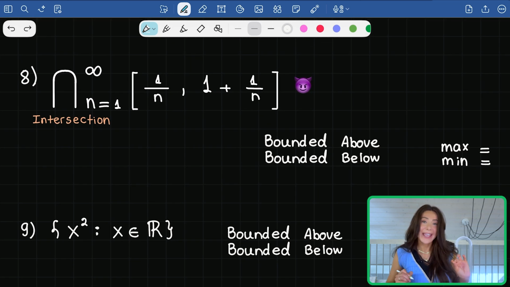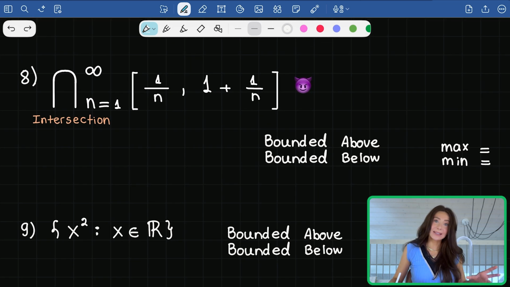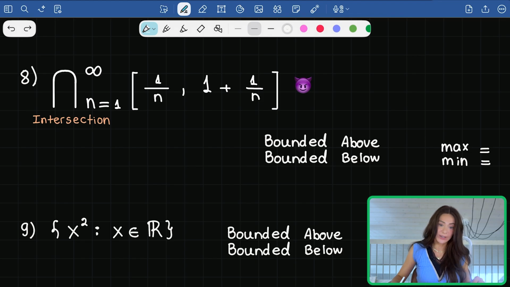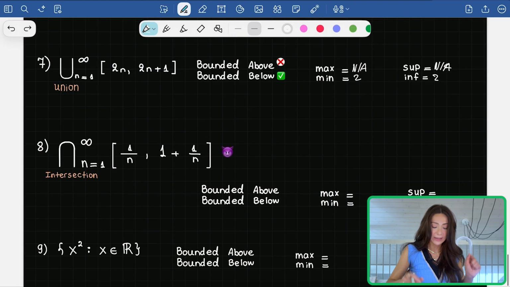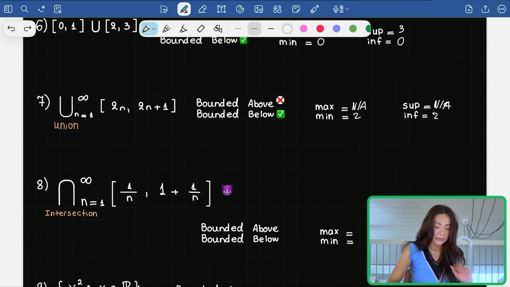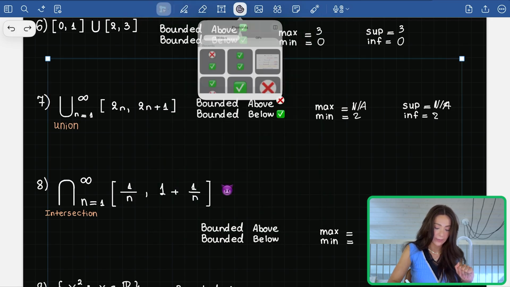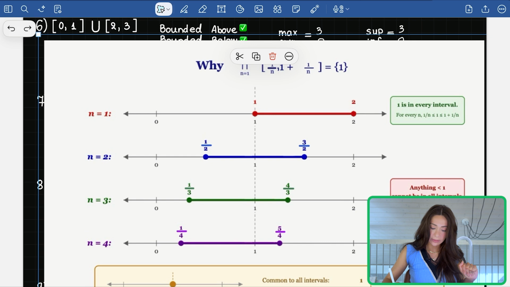Okay, now this 8 is interesting, because it's asking you to find the intersection of this movable interval. So by definition of intersection, for an element to be in the intersection, it has to be in every single set, or in this case, in every single interval. So the task becomes to find what element or what elements are in every single interval. So let's think about that, and once we determine that, the questions will be easy. So I have made a little something to help us.